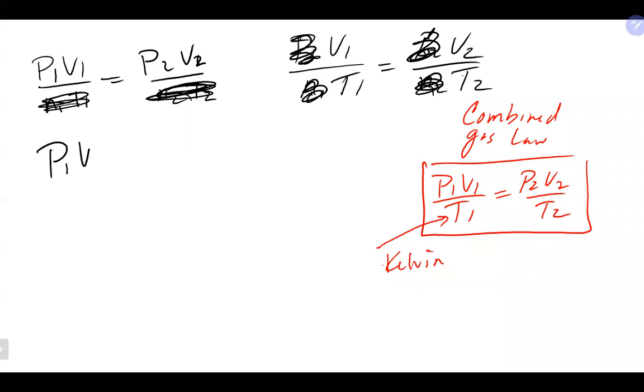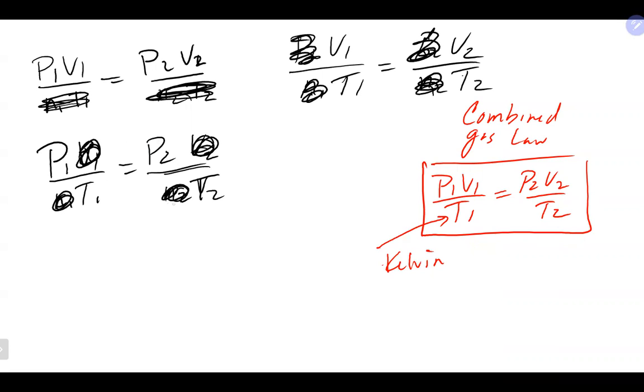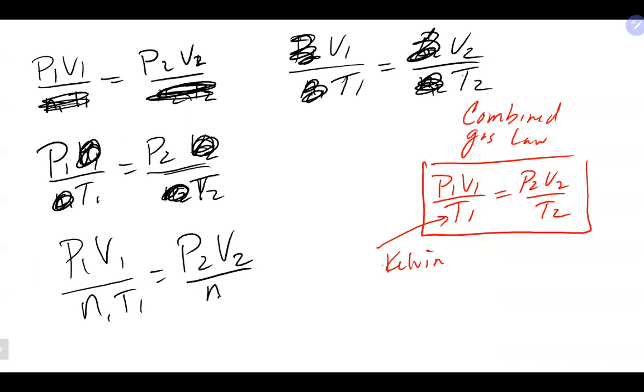If you have no mention of volume on both sides, or it's constant, scratch out the volume. Also no mention of moles, you can scratch out the moles, and now you have Gay-Lussac's law. And lastly, if you have no mention of pressure or temperature, you scratch out the pressure on both sides, scratch out the temperature on both sides, and now you have Avogadro's law.